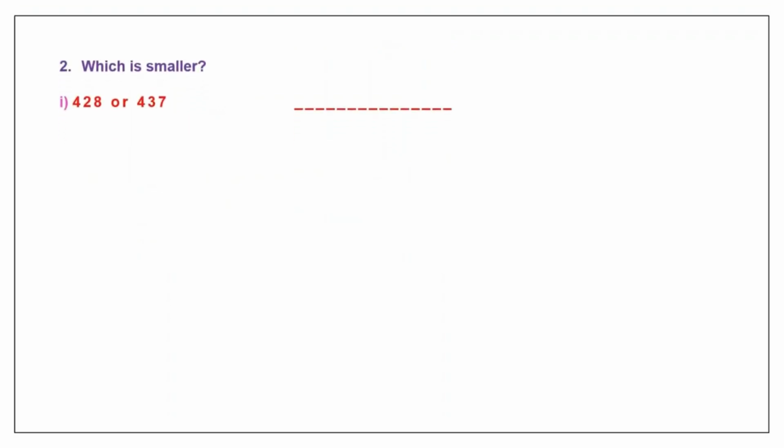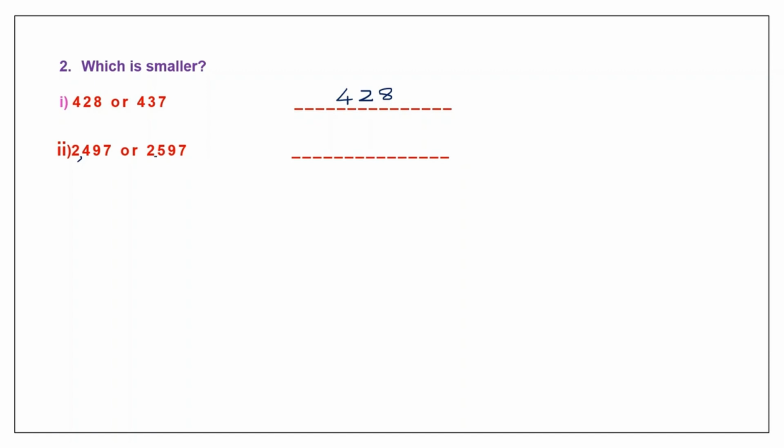Question 2. Which is smaller? So here the next question is which is smaller. We're going to look at the numbers. So the first number here is 428 and the other number is 437. From this we can clearly make out that 437 is greater. So we've been asked to write which is smaller. We have to write the other number. 428 is the smaller one. So let's write our answer, 428.